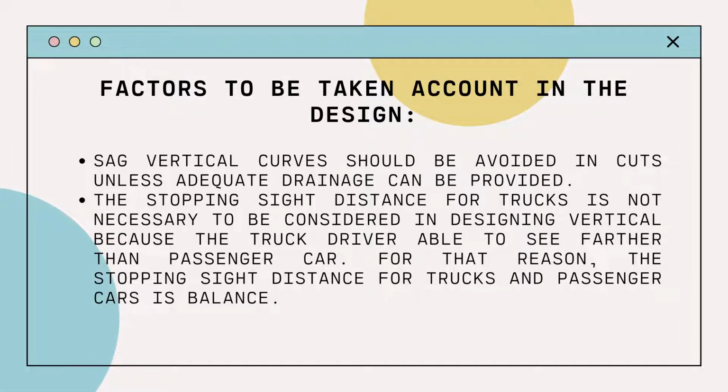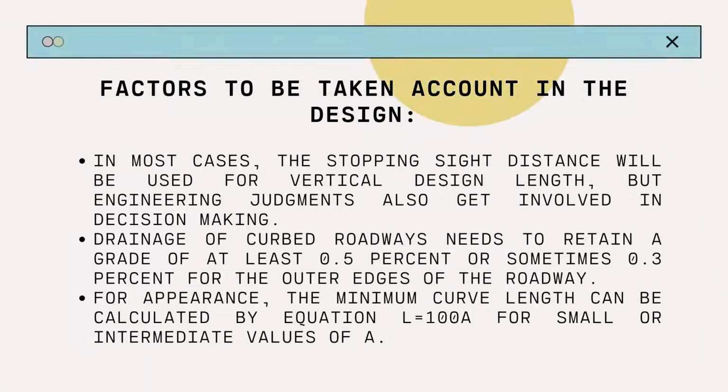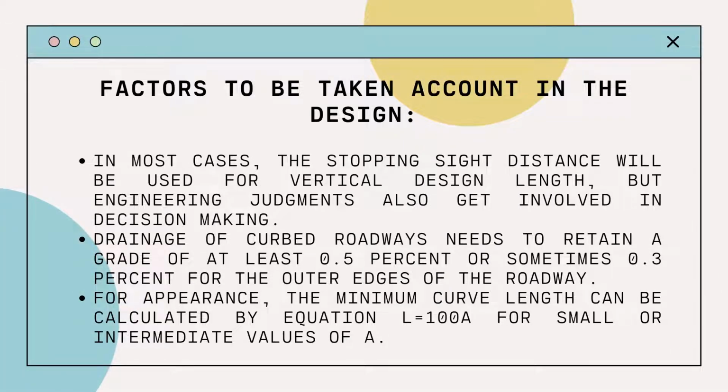Sag vertical curves should be avoided in cuts unless adequate drainage can be provided. The stopping sight distance of trucks is not necessary to be considered in designing vertical curves because the truck driver is able to see further than a passenger car. For that reason, the stopping sight distance of trucks and passenger cars is balanced. In most cases, the stopping sight distance will be used for vertical design length, but engineering judgment also gets involved in decision making.